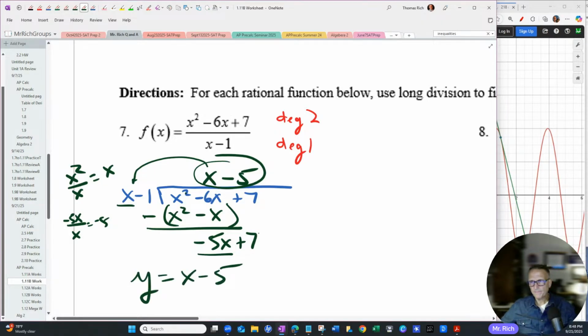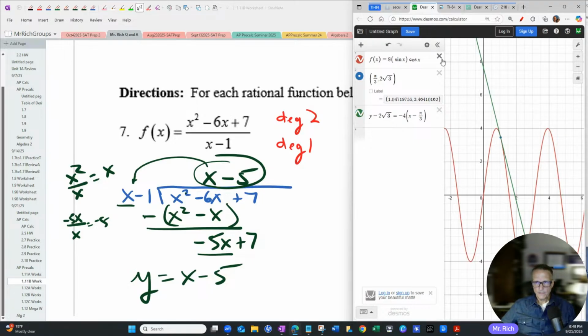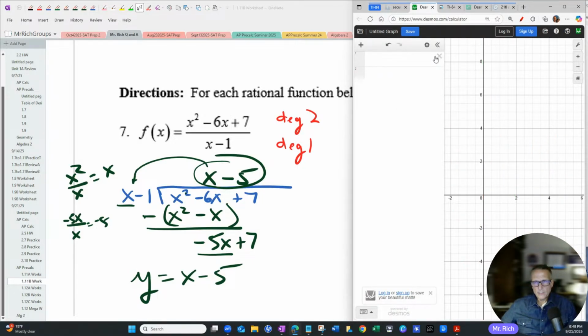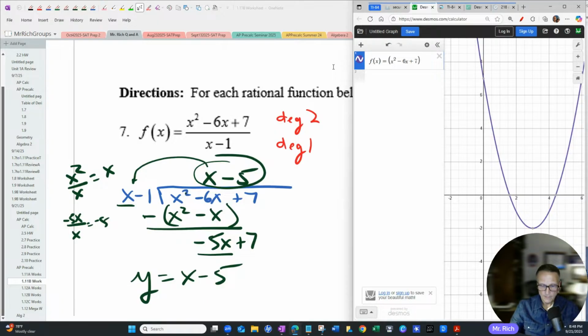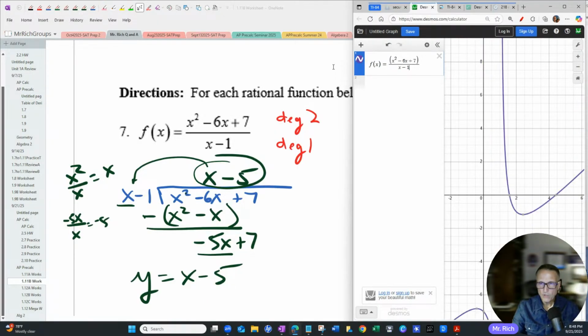Now, just like in calc, you want to get an answer and see if it makes sense. Is that really an asymptote for that function? So we can do this. We can say we've got f of x equals x squared minus 6x plus 7 on the top. And we've got to put this thing in parentheses here. Get rid of that parentheses in the beginning, that's going to mess it up. And then put that all over x minus 1. And then we will also do y equals x minus 5.